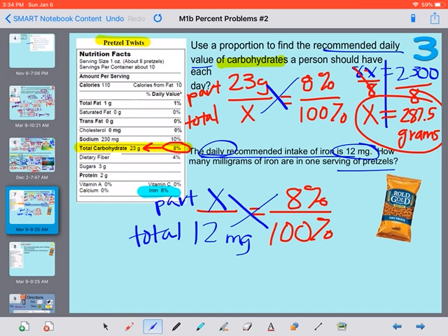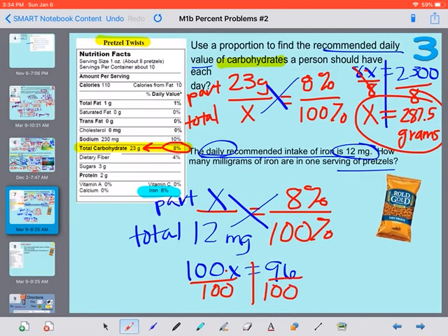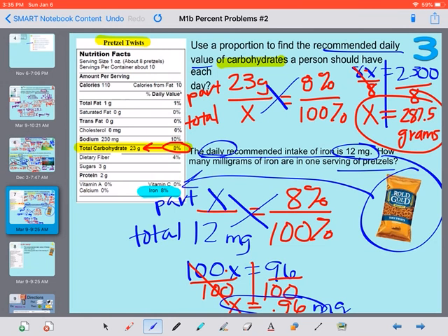So we're going to cross multiply. 100 times x is 100x. 12 times 8 gives us 96. And last, divide by 100. And we get 96 divided by 100 should give you 0.96. You're just moving the decimal 2 spots to the left. So it's giving us 0.96 milligrams, not even 1 whole milligram. So these pretzels here are not a very good source of iron. Better than the other vitamins that are there, but not very much.